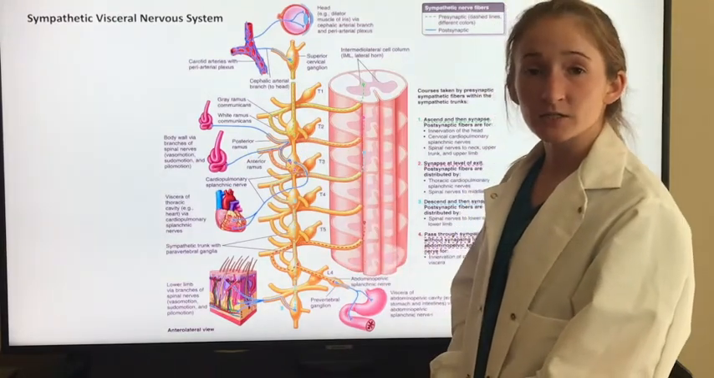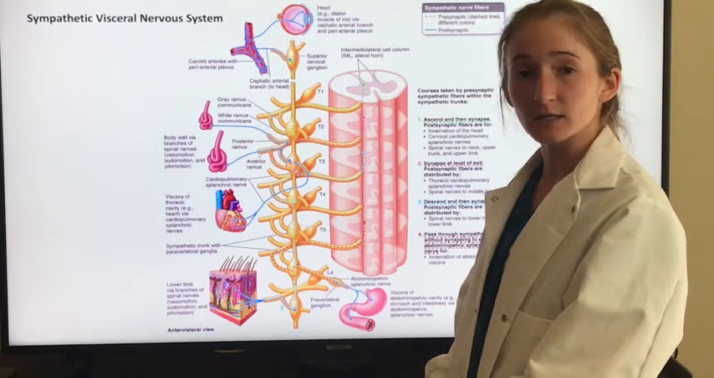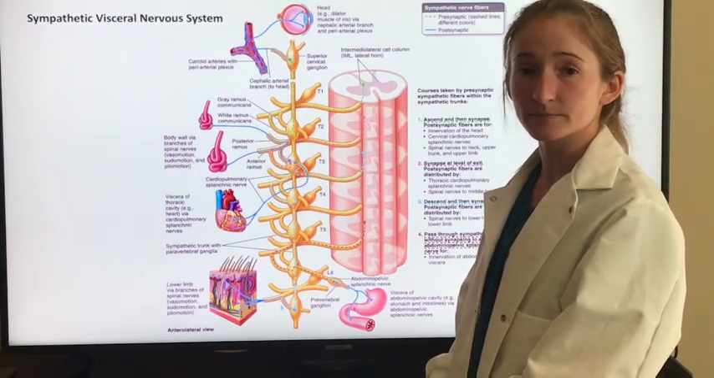Once that fiber enters the sympathetic trunk, it can either synapse at that level, ascend or descend the trunk to synapse at a different level, or pass through the trunk without synapsing at all.